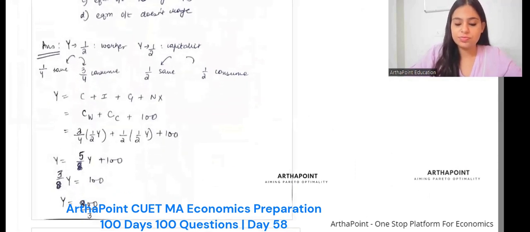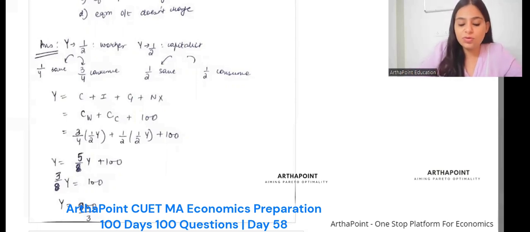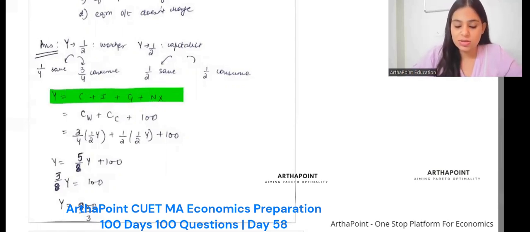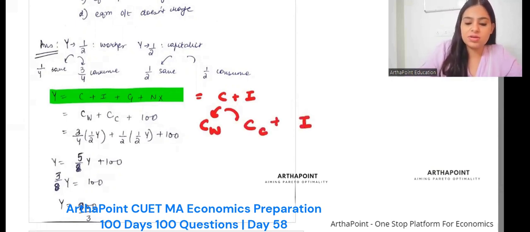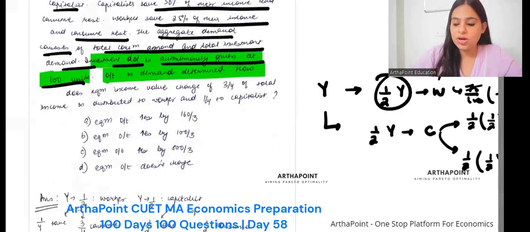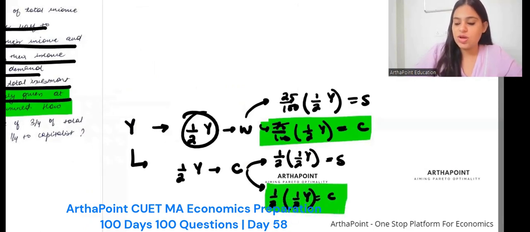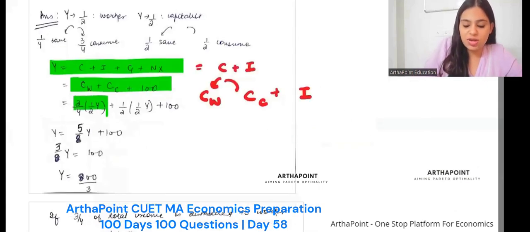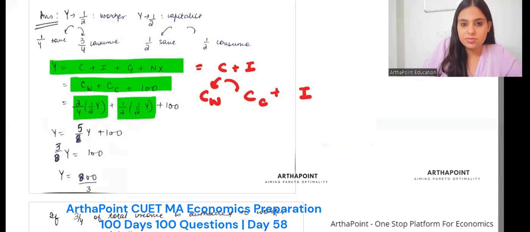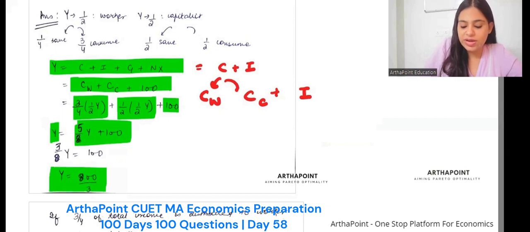So this is how you will do it. We know the equation Y is equal to C plus I plus G plus NX. G is not given to us, NX is not given to us. So I will simply write this as C plus I. Consumption will consist of two parts, consumption by worker and consumption by the capitalist, plus investment. So consumption by worker is this much. Consumption by capitalist is this much. So I will write this here. This is consumption by worker, consumption by the capitalist, and investment was 100. This is C plus I equated to Y. And after equating it, I will get Y is equal to 800 by 3.